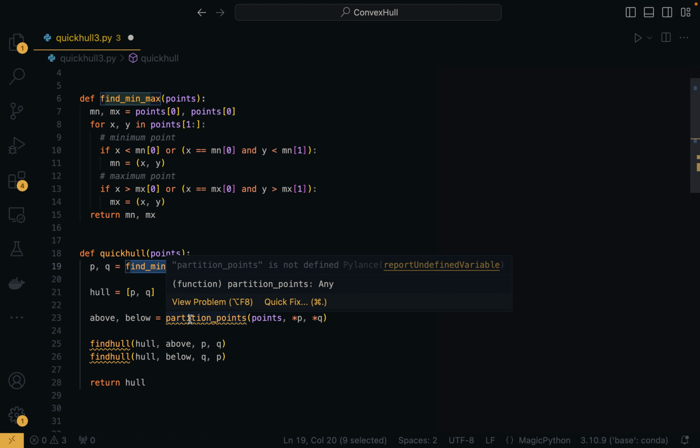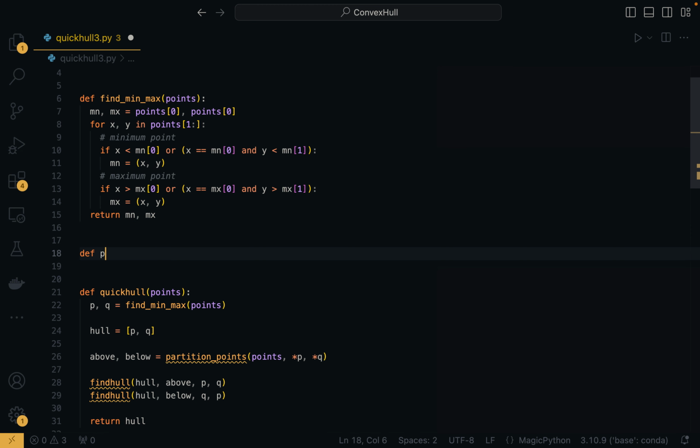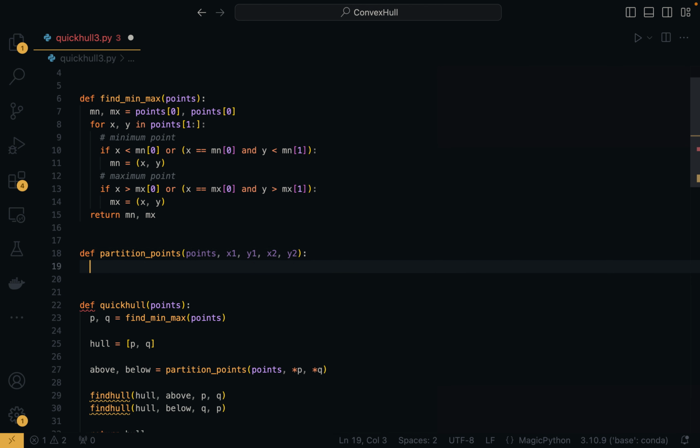Now let's perform the partition points. So how do we do that? Define partition points. So we'll pass in points. Now, since we're using this unpack operator, on the other side, what happens is we end up with something like this. Okay. And now let's initialize our above and below.